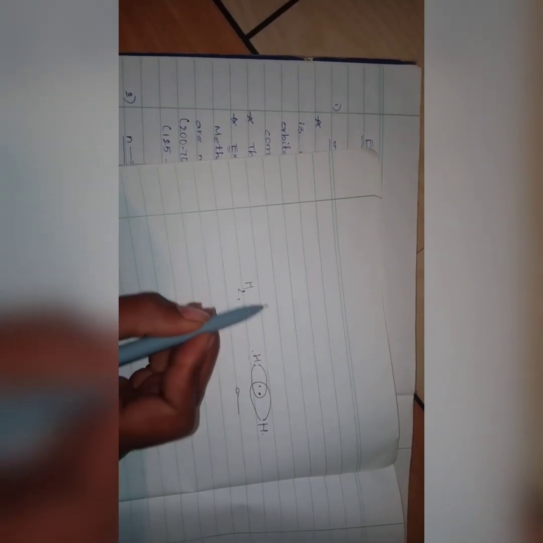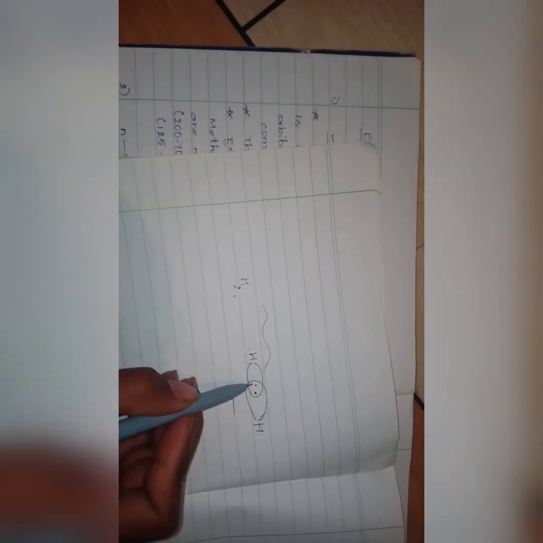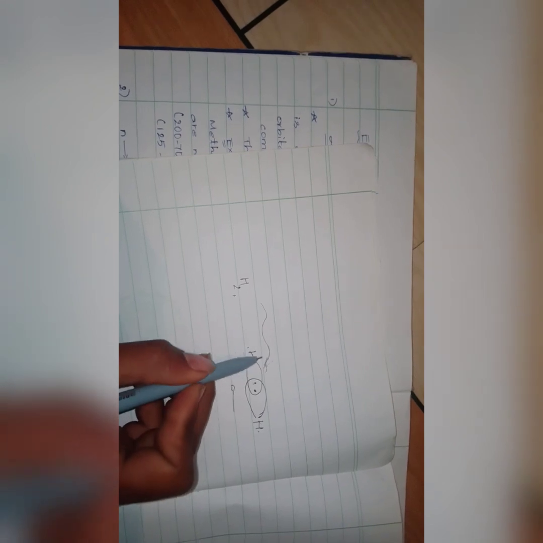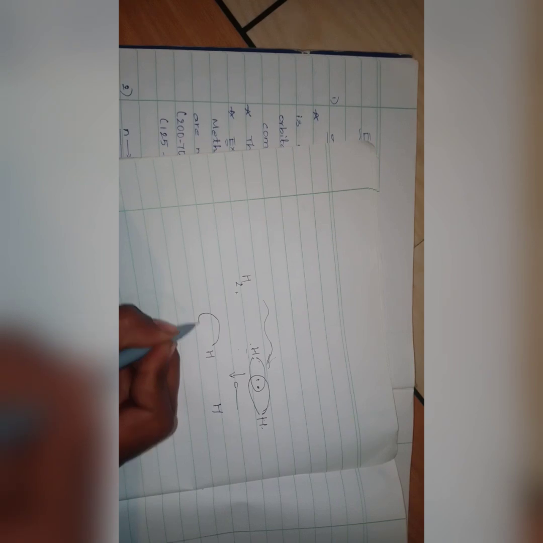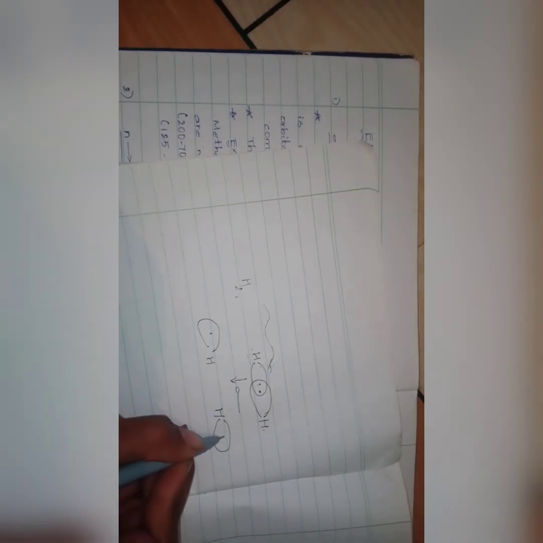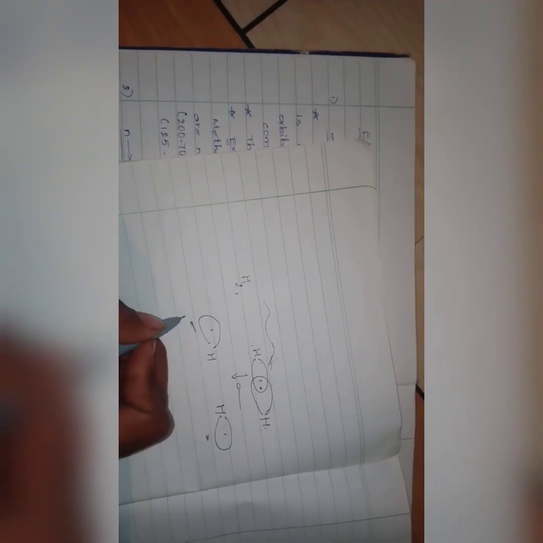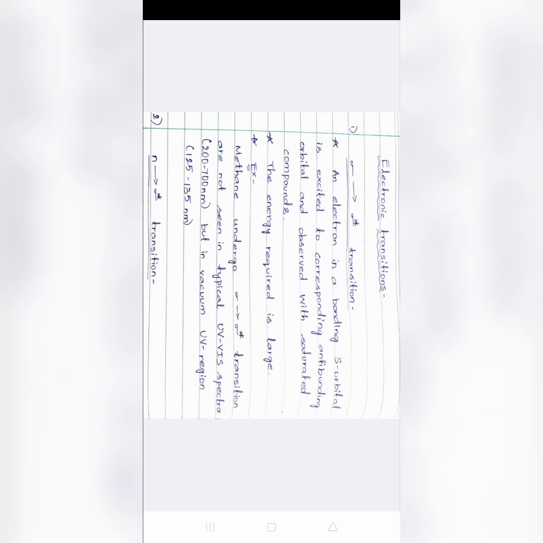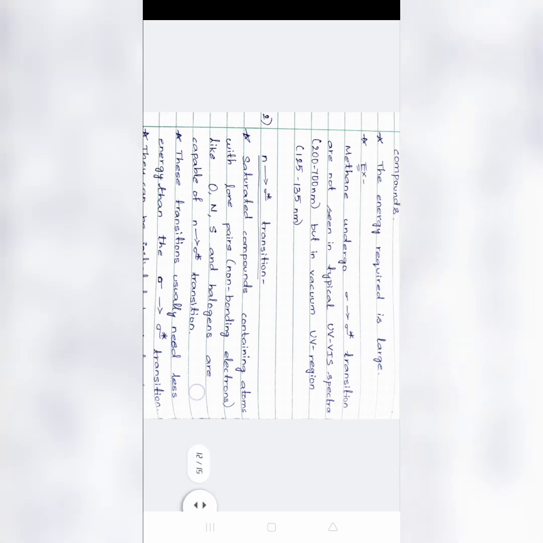When I pass electromagnetic radiation through this sample containing H2, these electrons get energy from the radiation, they absorb energy, and as a result they move into higher energy states and form an antibond. So this represents the antibonding of the hydrogen molecule. Here the energy required is large. UV visible region radiations are involved in this, in the presence of vacuum.